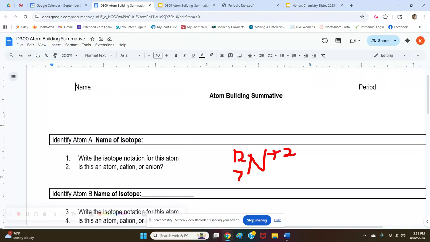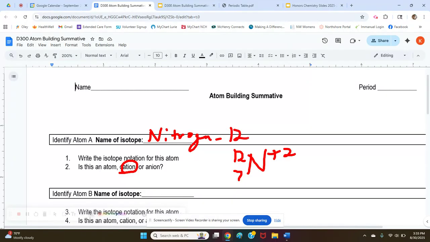The final question, is it an atom, meaning is it neutral? Is it a cation, meaning is it positive? Or is it an anion, meaning is it negative? It is positive, so it's a cation, so that's the answer. And again, this would be nitrogen-12.